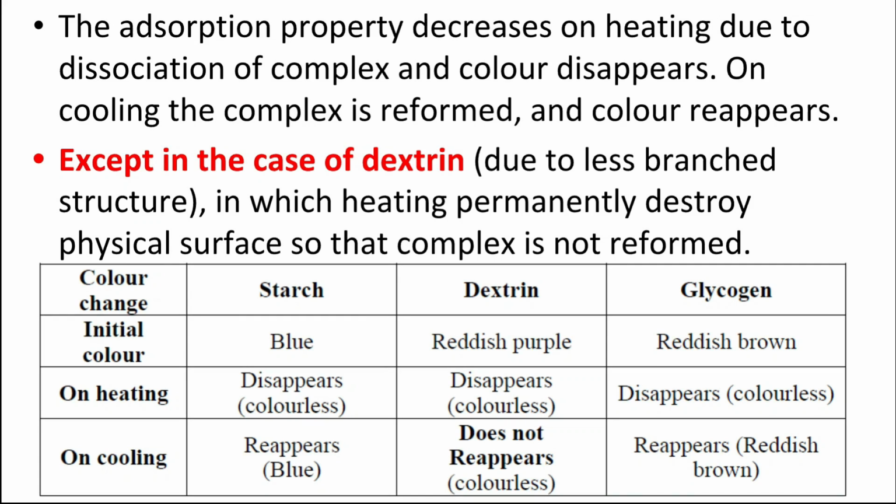Now you can see in the table below that I have made starch, dextrin and glycogen. What happens if we add the iodine solution? The initial color will be blue, reddish purple or reddish brown accordingly. When I heat them, the color will disappear from all of them. On cooling, the color reappears. For starch, it will be blue again. For dextrin, it will not reappear. While for glycogen, again, it will be reddish brown.